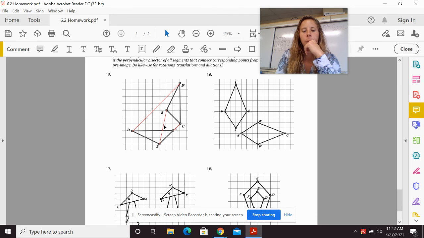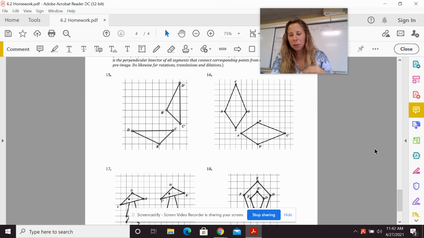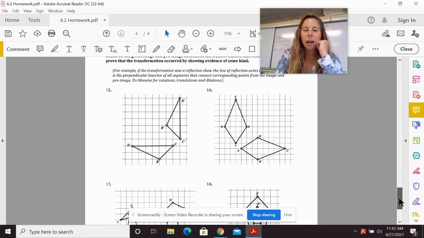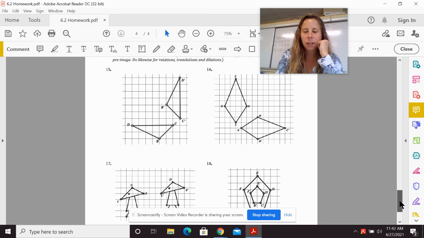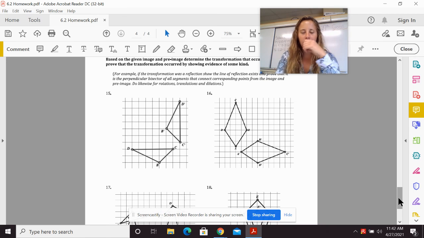So anyways, oh, I was messing around. Don't worry about these. You don't need to do that. I was just trying to figure out different ways to do this one. So for 15, actually for some of these, there are multiple different ways you can get there. So I have my pre-image and I have my image.